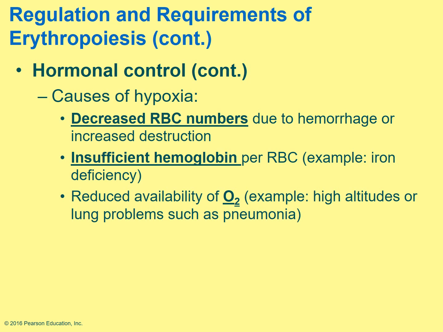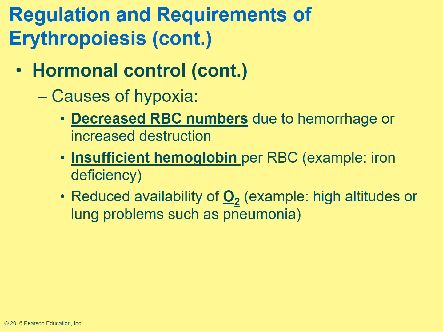What are the causes of hypoxia? Well, a decreased number of red blood cells. Maybe more of them have been destroyed lately, or maybe you're hemorrhaging and you're losing them. They're no longer in the bloodstream. Insufficient hemoglobin per red blood cell, such as with an iron deficiency. Reduced availability of oxygen can lead to hypoxia. Maybe you have a lung disorder, maybe you have pneumonia, or you're at high altitude. These things could all cause hypoxia, which in turn is going to increase the secretion of the hormone to then stimulate increased production of red blood cells.